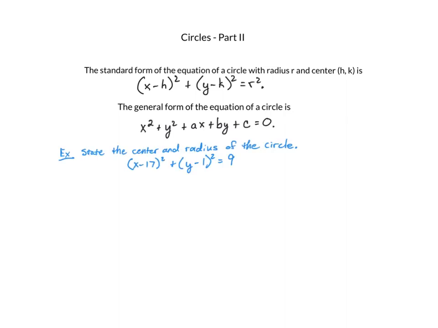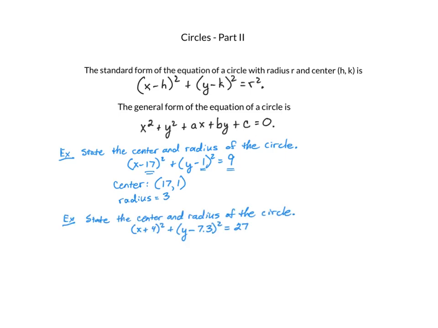I hope you see that the equation is in standard form. So the center and radius are just looking at us. Notice how this is our h and this is our k. So the center for this circle is (17, 1). And the radius is equal to the square root of the constant that's on this side. So the square root of 9 is 3. And we have this one complete. Let's do another one.